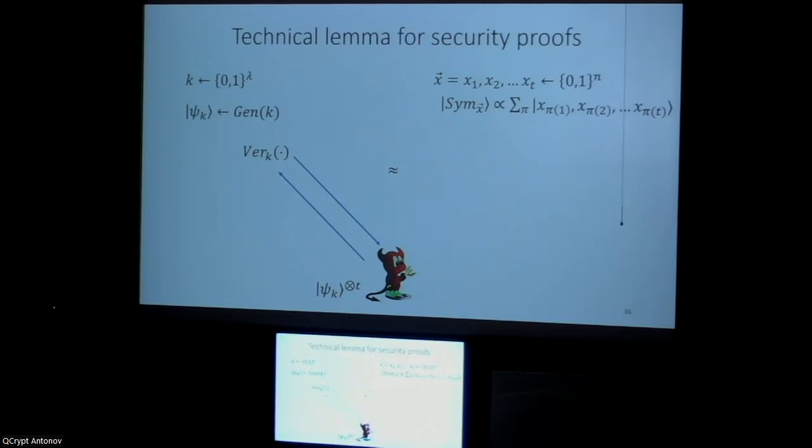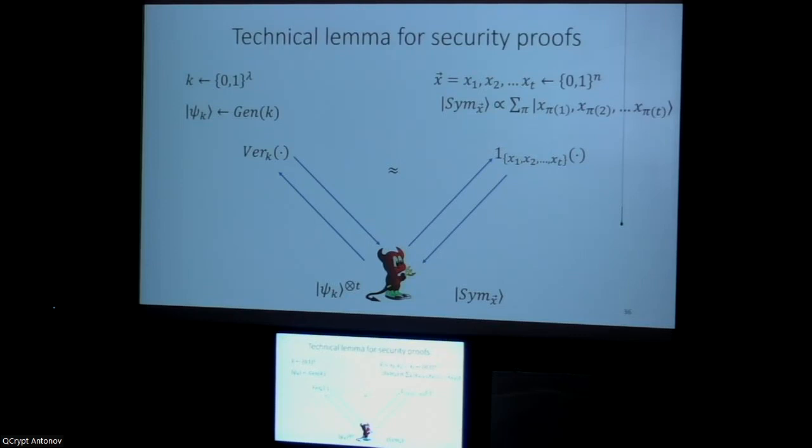And now in this game, what you do is give this simulator x instead of the psi k tensor t as in the previous experiment, and instead of giving access to the verification, you give access to the membership to x1 till xt. So this is basically the two experiments, and it turns out that for our construction, they are indistinguishable.